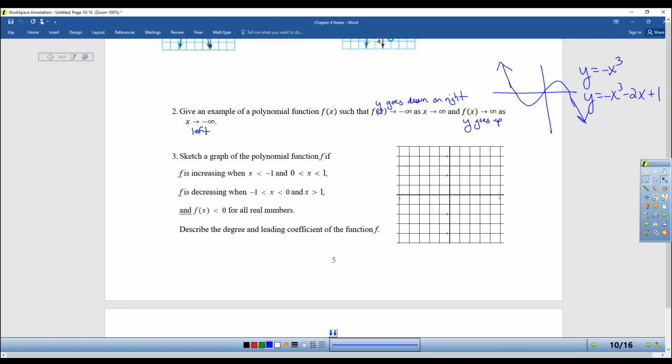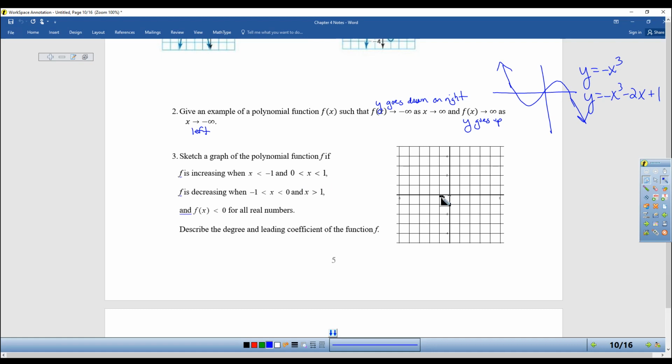I am going to walk you through it, but if you could figure this out on your own, you're just going to do so much better this year the more times you stop this video and try and do things on your own. Sketch a graph of the polynomial function f if f is increasing when x is less than negative 1 and between 0 and 1.